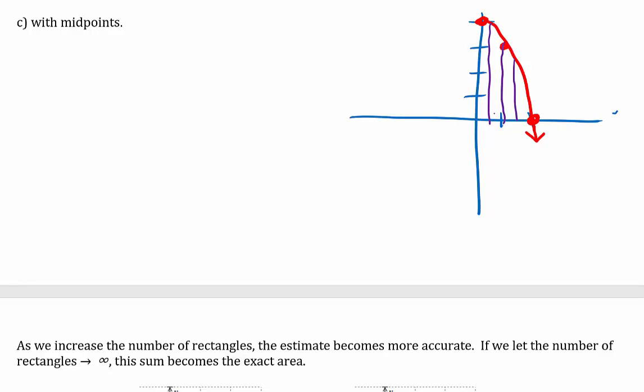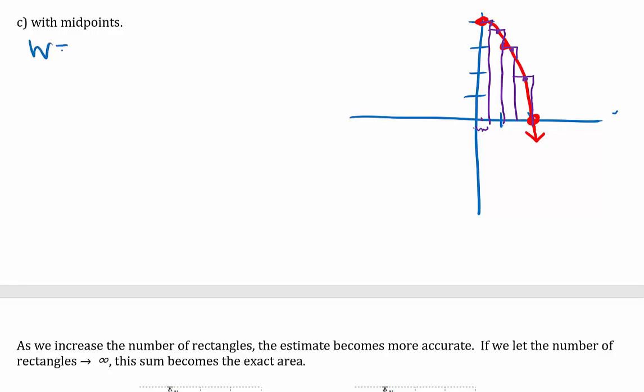Finally, we could use the midpoint of each region to create the height of our rectangles. I redrew my picture. You don't have to do this. But for that first rectangle, which goes from 0 to a half, the midpoint would be at a fourth. And I could do that for each one of these rectangles. And as we can see by the picture, this is probably going to be a much better estimate of this area because you can see the rectangles, part of it is kind of under the curve, part of it is over the curve. So this will give us a much better number.